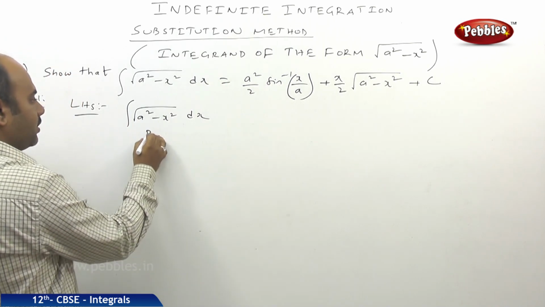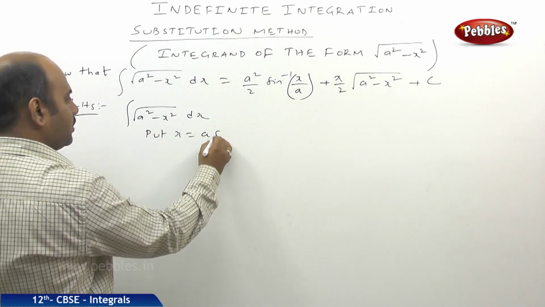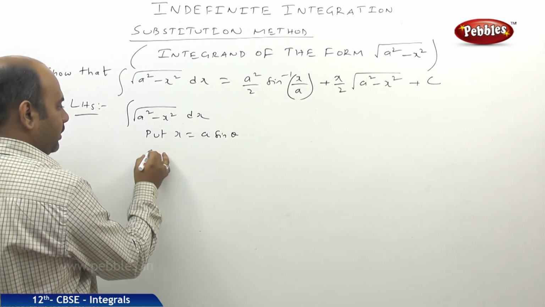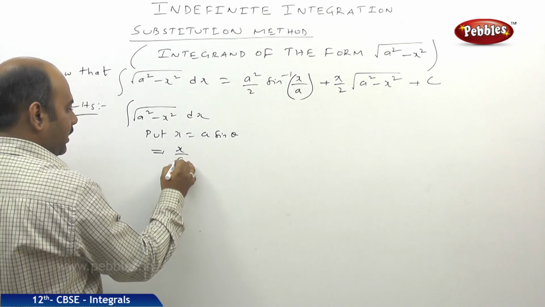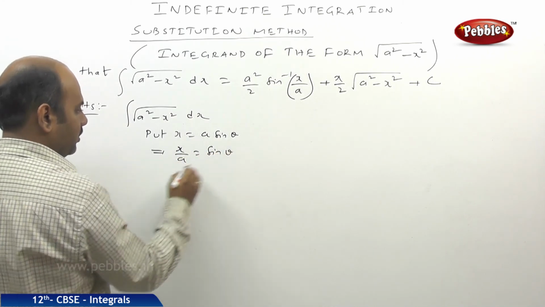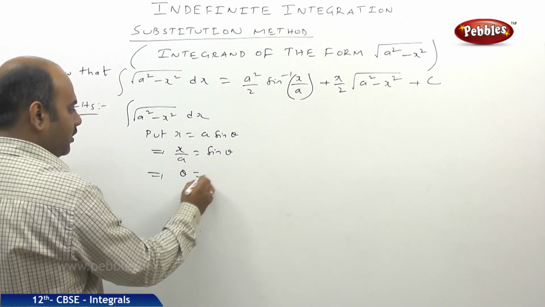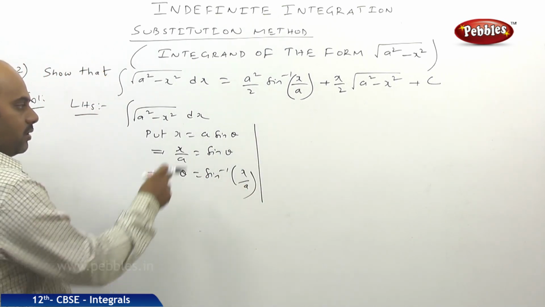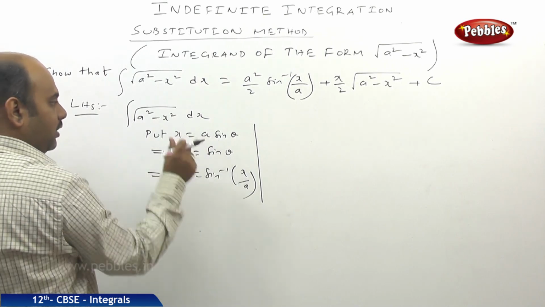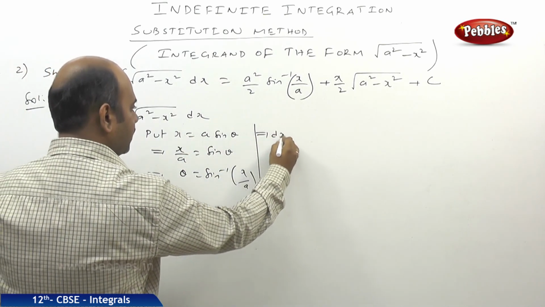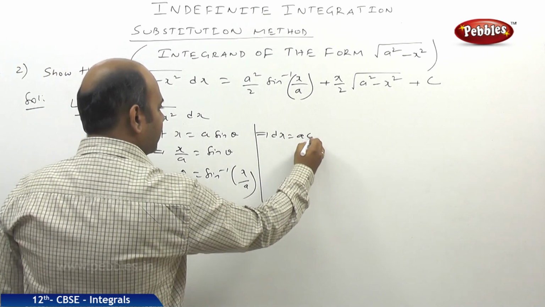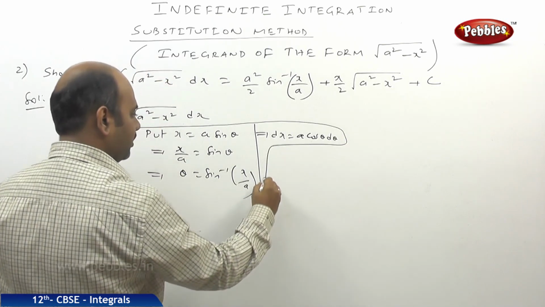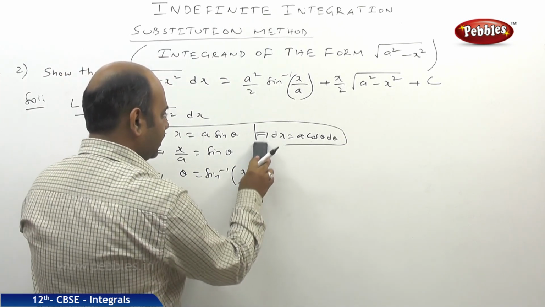So here what I'll be doing is same as usual. Put x is equal to a sin theta. So x is equal to a sin theta means from here x by a is equal to sin theta, and from here theta is equal to sin inverse x by a. So these are the important points from x is equal to a sin theta. If we differentiate, dx is equal to a cos theta d theta. So from x is equal to a sin theta, we obtained all these particular things.